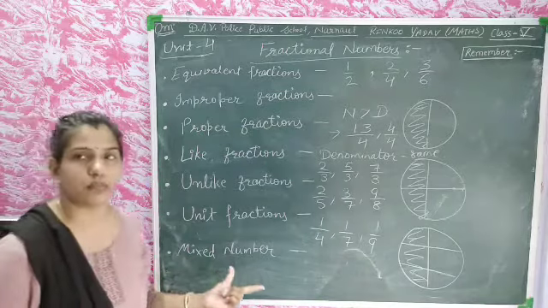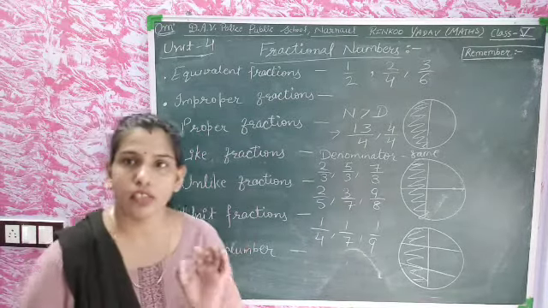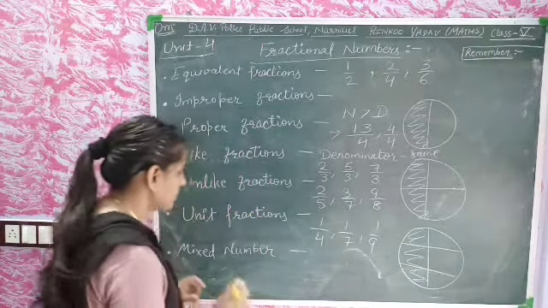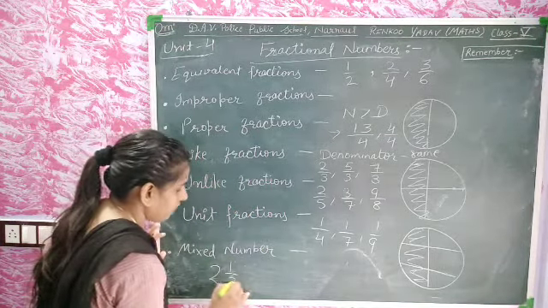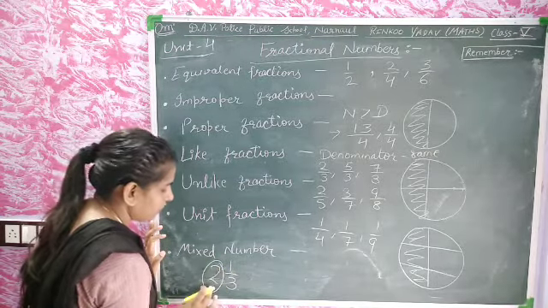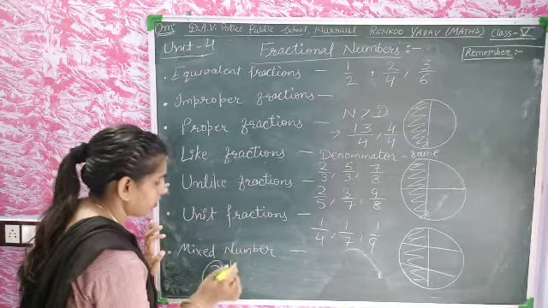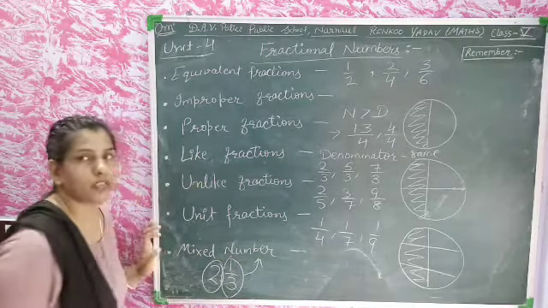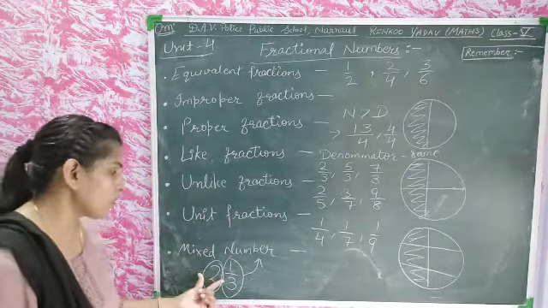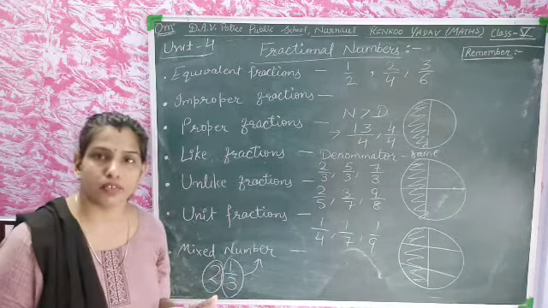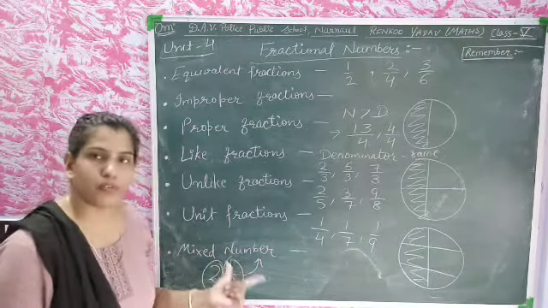Now there is a mixed number. A mixed number is the combination of a whole number and a fractional number, that is 2 and 1 by 3. In this, there is a combination of a whole number and a fractional number, and this is known as a mixed number. Is this clear? 2 is the whole and 1 by 3 is the fractional part.